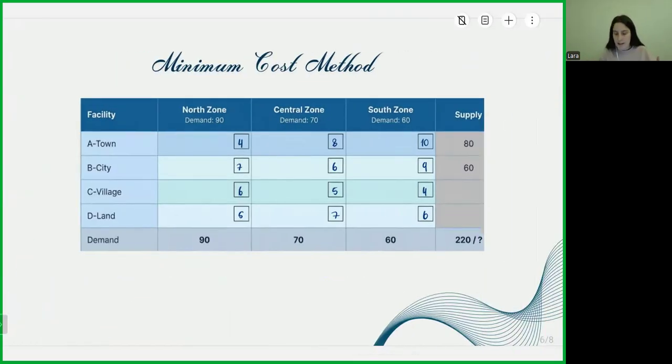So again, if you look at the name, you actually get a little bit of how you have to do it. So I'm going to begin first with C village again. The supply does not change. 80 plus 60 is 140. How much supply do I need to reach 220?